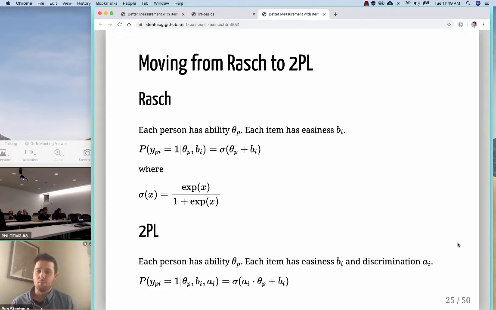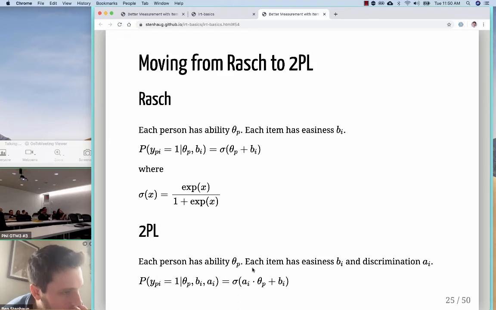The thing that seems a little bit more exciting is let's add in a second item parameter, and call it the 2PL. In addition to items having easiness, each item will have a discrimination, which gets multiplied by the student's or the person's ability. Then that sigmoid function, or the logistic function, gets applied. What this discrimination parameter allows is for each item to have a different relationship with the latent construct theta, and the strength of that relationship is encapsulated in this discrimination parameter, a sub i. Thoughts or questions at this point? All right. Cool.